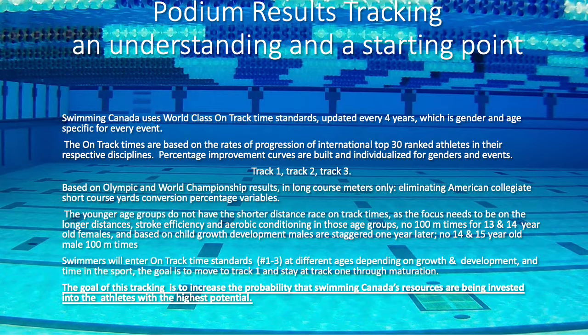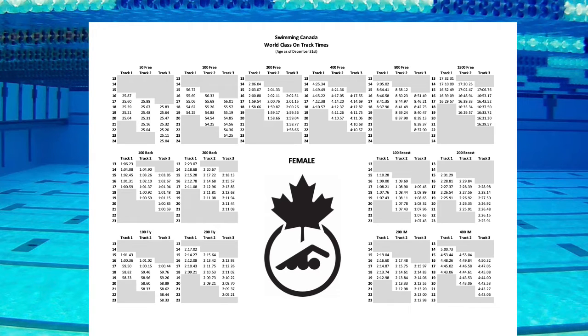The goal of this tracking in general is to increase the probability that Swimming Canada and its resources are being invested into athletes with the highest potential. So here we have the female world-class on-track times and all the events. The males is different in the fact that the youngest age group starts 1 year younger than the females, with male maturation being 12 to 18 months behind the females. They start the youngest age group at 14.